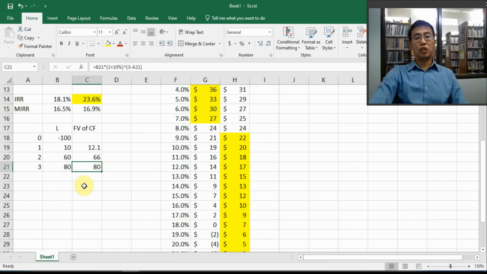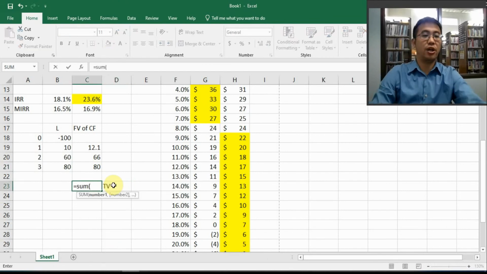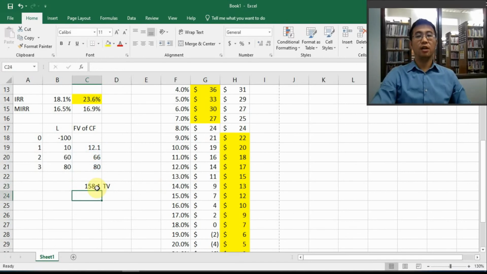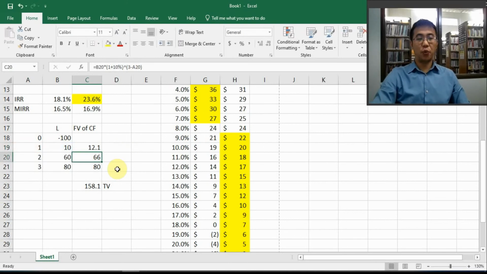So what will be the terminal value here? The terminal value is just the summation of the 3 future values of cash flows. All right. So if you invest the money, what rate did I use? I used the 10%, which is your WACC, which is the discount rate used for all the cash flows. And this is a reasonable reinvestment rate. And then I end up with a terminal value of $158.